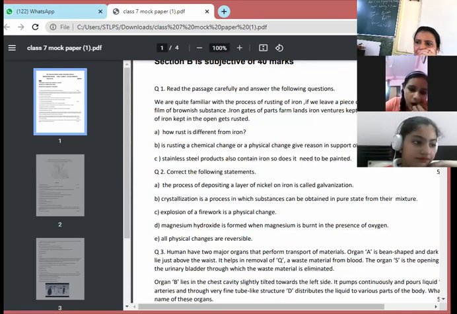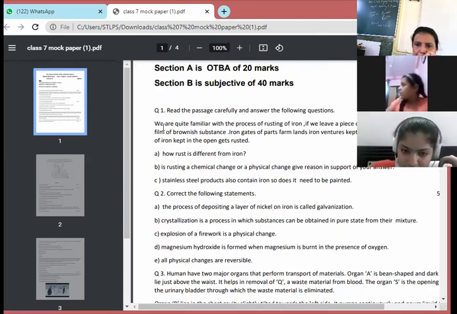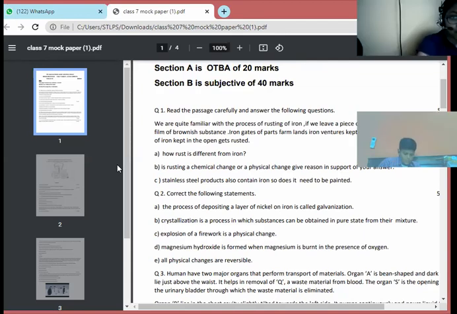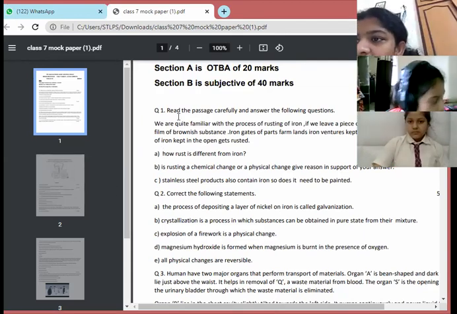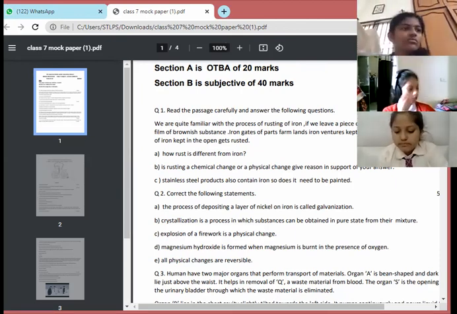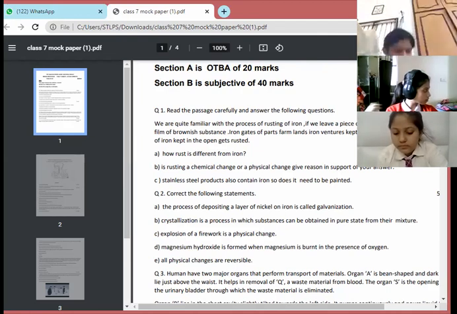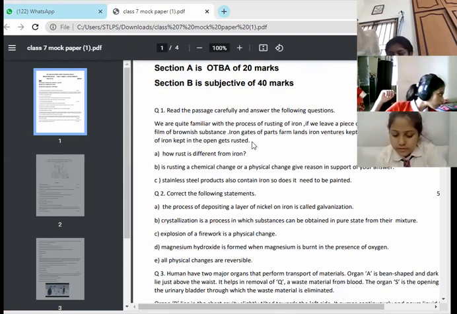Read the following passage and answer the following questions. The first passage has been given. I want each one of you to kindly go through it and kindly switch on your cameras, children, so that I can see you. Read the passage carefully.